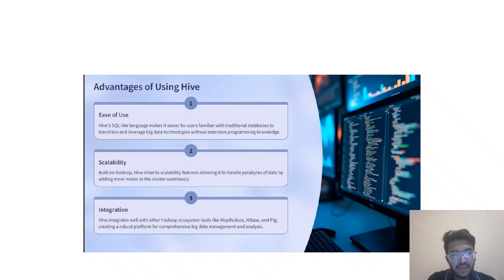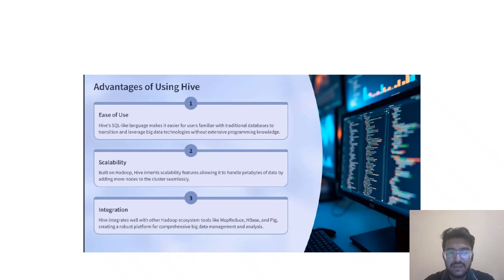Built on Hadoop, Hive inherits scalability features, allowing it to handle petabytes of data by adding more nodes to the cluster seamlessly. Third is integration. Hive integrates well with other Hadoop ecosystem tools like MapReduce, HBase, Pig, creating a robust platform for comprehensive big data management and analysis. And cost effective: it is open source and Hadoop based, built on the Hadoop ecosystem, and uses commodity hardware.